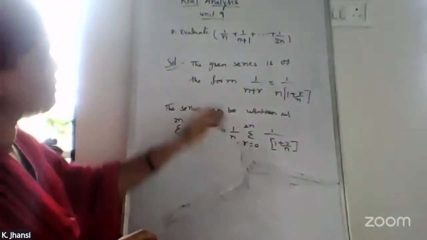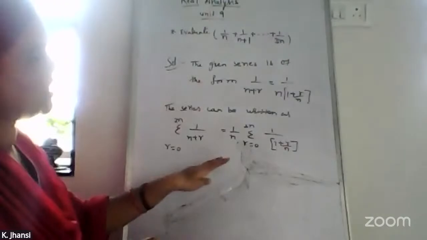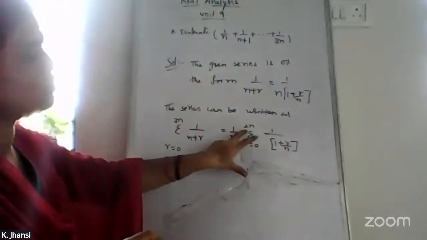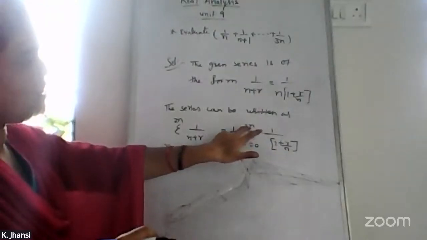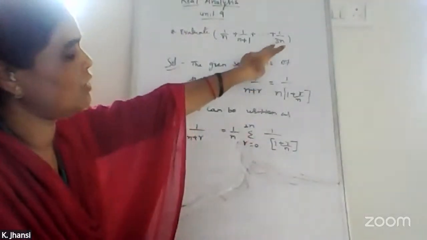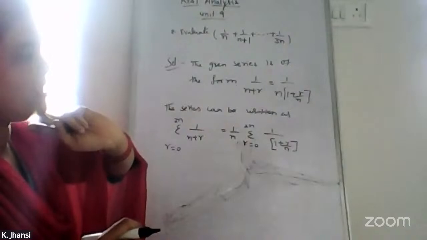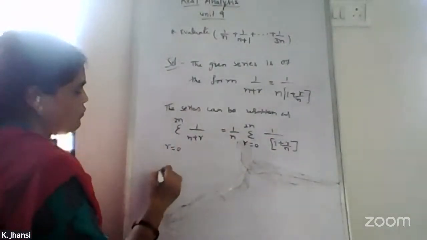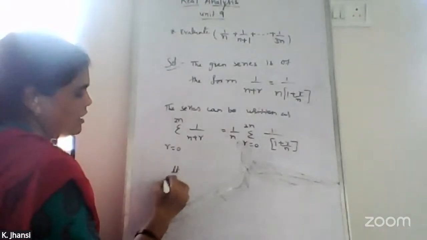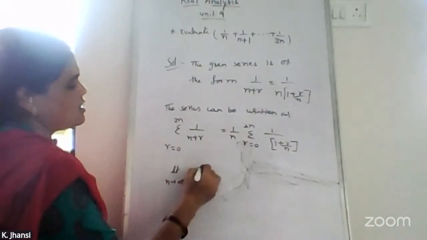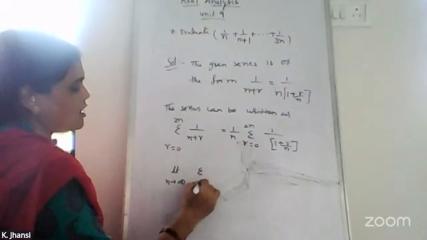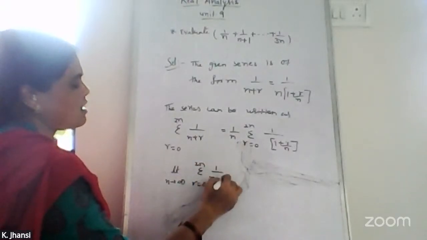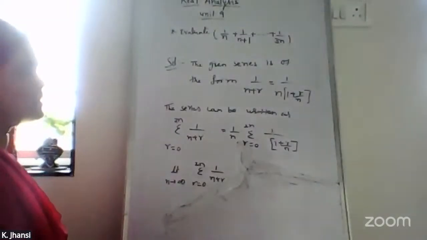Whatever the given problem is, you can write it as 1 by n summation r equals 0 to 2n. The last value is 2n, such that if you substitute it here, you will get the last term as 1 by 3n. So 1 by 1 plus r by n. Therefore, we have to find the limit n tends to infinity, summation r equals 0 to 2n, 1 by n plus r. This is the problem.